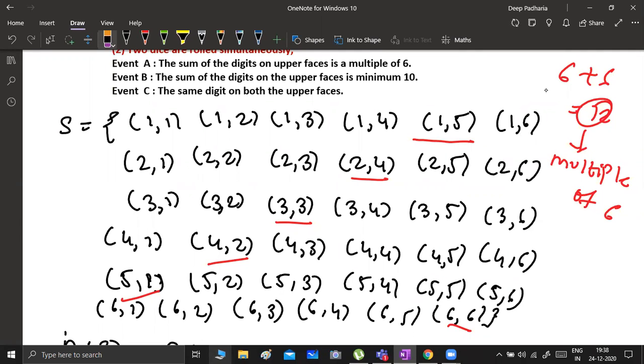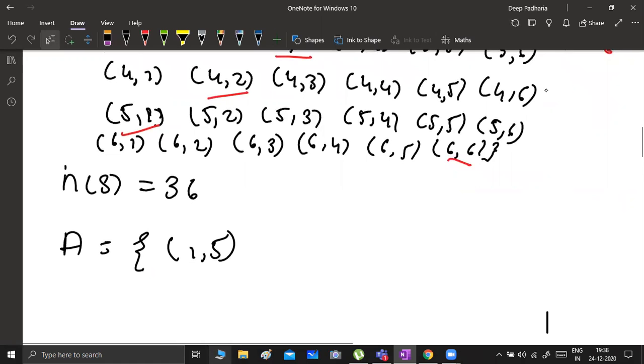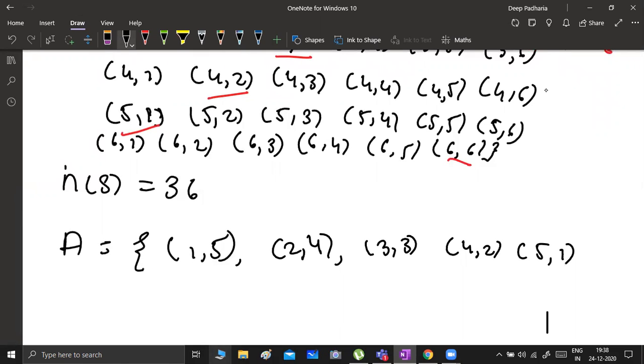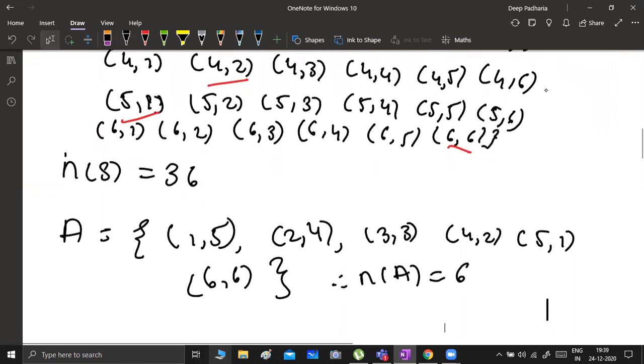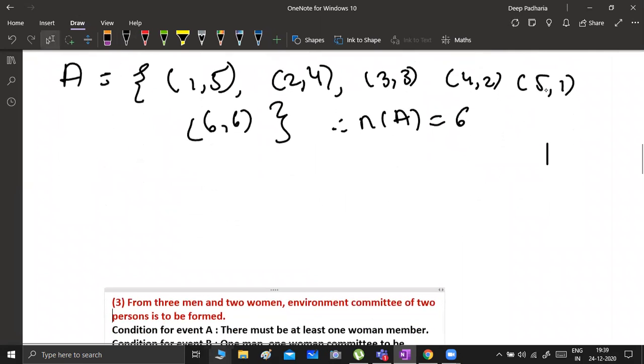So just let me write n of A. It is 1,5, 2,4, 3,3, 4,2, 5,1 and 6,6. Therefore n of A is equal to 6.